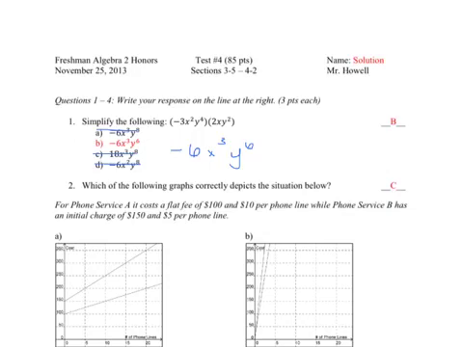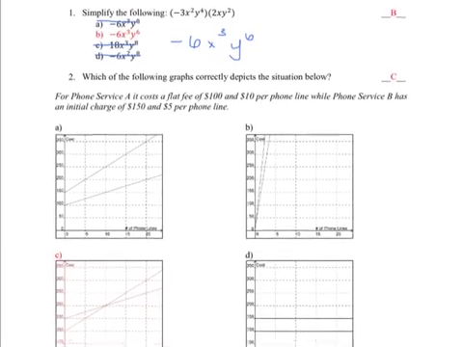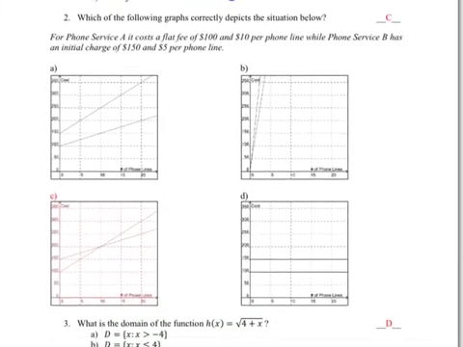For number 2, the question says the following. Which of the following graphs correctly depicts the situation below? And we're taking a look here. A phone service A has a flat fee of $100 and then $10 for each phone line. So it's like getting a family plan. It's $100 a month, but $10 for each phone line that you have. Phone service B, though, charges $150 a month, but only $5 per phone line.